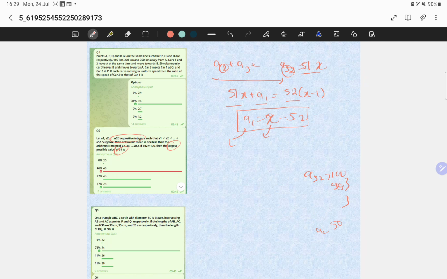Basically the average will be: the sum of A2 onward, 50 plus dot dot dot till 100, equals 51 into x. From here x comes out to be the first term plus last term by 2, so this will be 75. Just plug in 75 over here: 75 minus 52, so 23. So the max value of A1 possible is 23, and this is the answer.